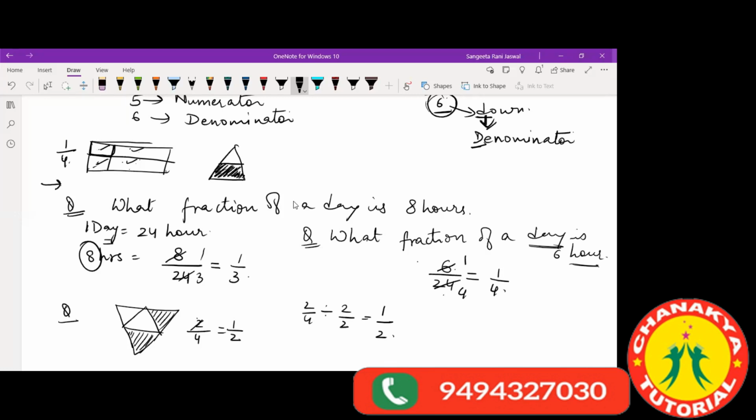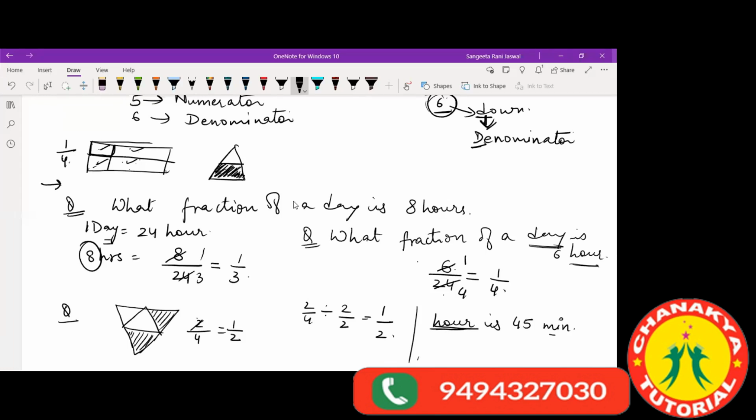Okay. If I ask, what fraction of an hour is 45 minutes? 45/60. See, what fraction of an hour? So in an hour, how many minutes do I have? 60 minutes.